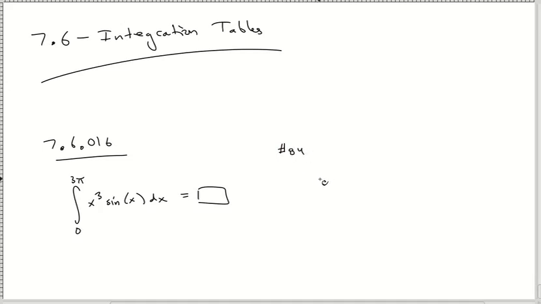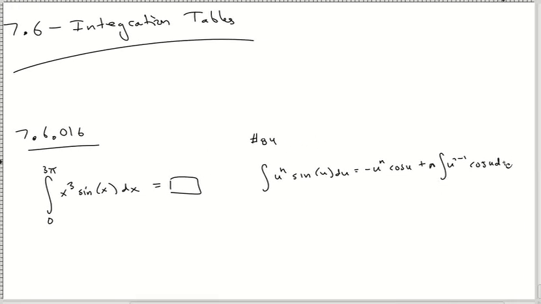So this is technically my number 84: the integral of u to the n sine of u du is equal to negative u to the n cosine of u plus n times the integral of u to the n minus 1 cosine of u du. Now, let me make this a little bit more clear over here.